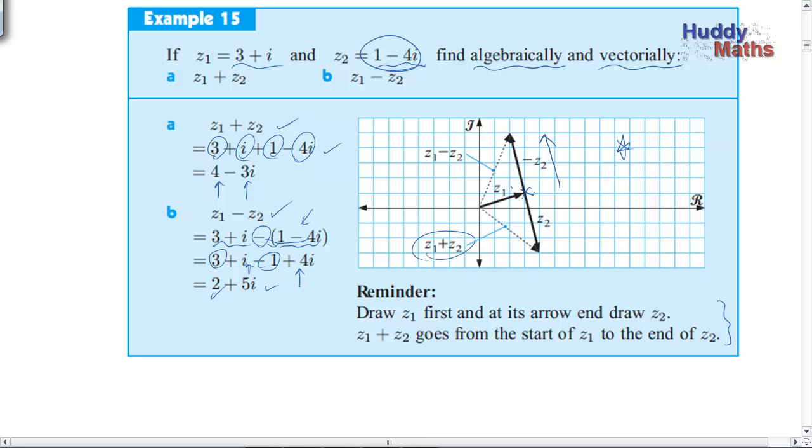Look at it up here. It would be neg 1 and plus 4i. So the overall resultant displacement, Z1 take Z2, is to this point here. That's our Z1 take Z2 vector. And does it check out as 2 plus 5i?